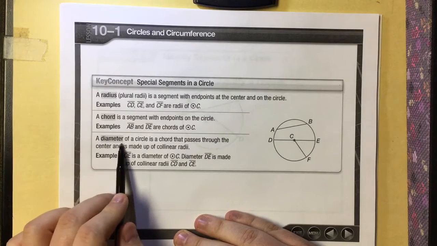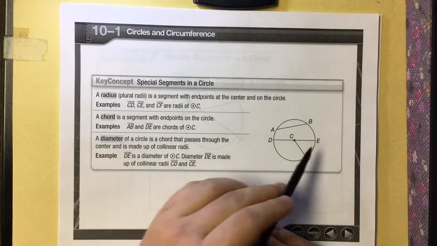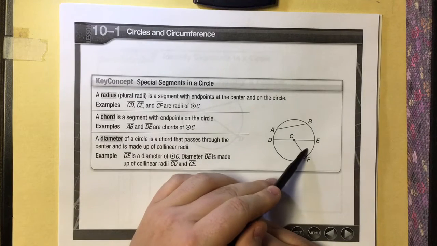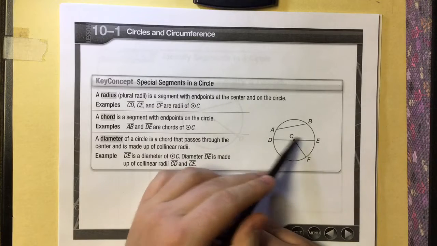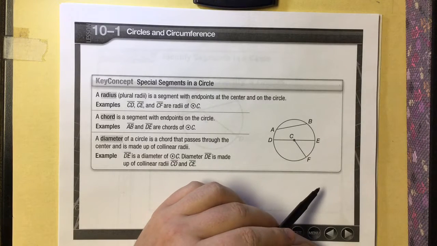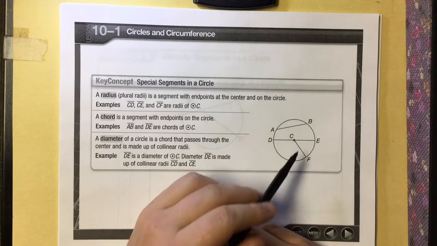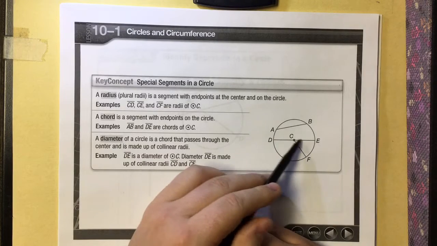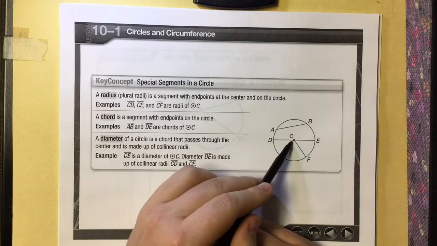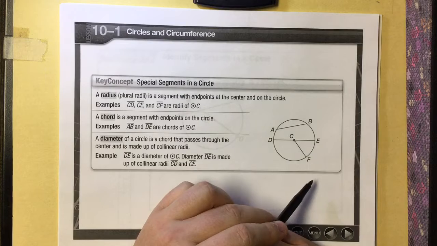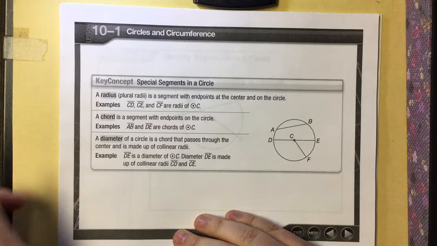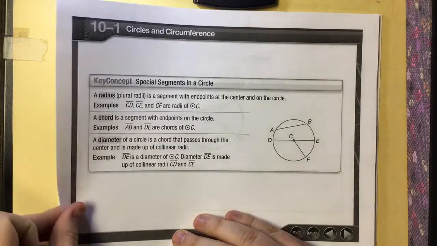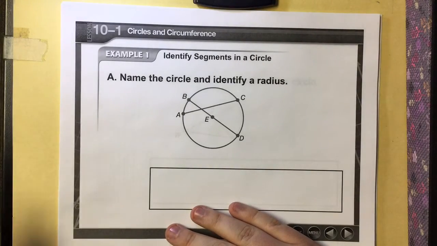A diameter is a specific chord that goes through the center. So a diameter is any chord that goes through the center, so it touches the circle with both endpoints, and in the middle of it is the center of the circle. A diameter is made up of two radii. DC and EC are both radii, so DE is a diameter. All things you know.